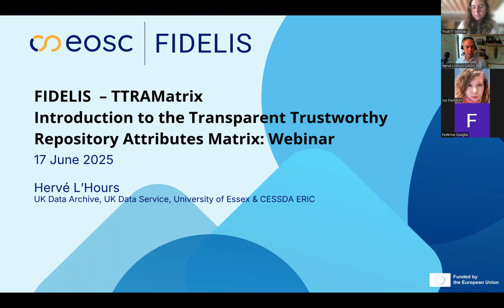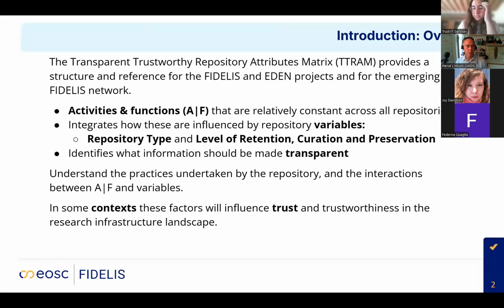So the Transparent Trustworthy Repository Attributes Matrix, this TTRAM, is there to provide a structure and a reference for both the FIDELIS and the EDEN projects and for the emerging FIDELIS network. It takes a bunch of activities and functions that are relatively constant across all the repositories, and it integrates how these are influenced by different repository variables. So initially, we're looking at repository type and the levels of retention, curation, and preservation that they offer.